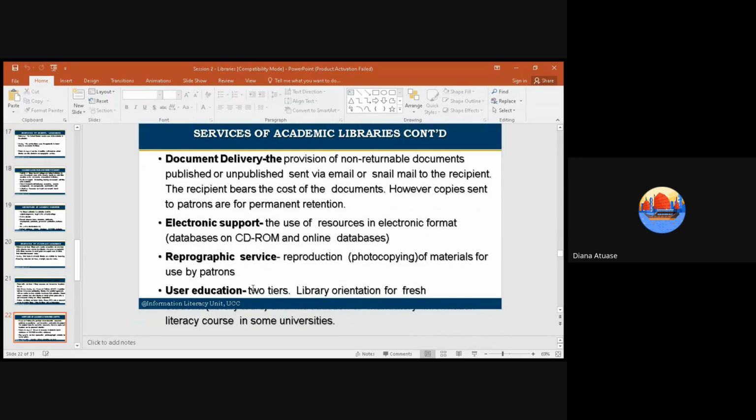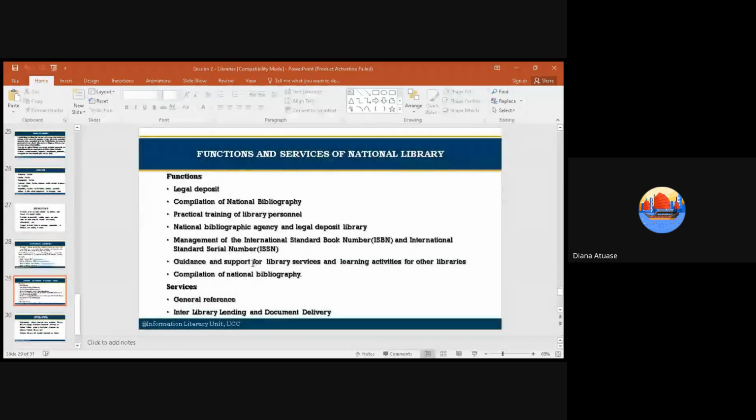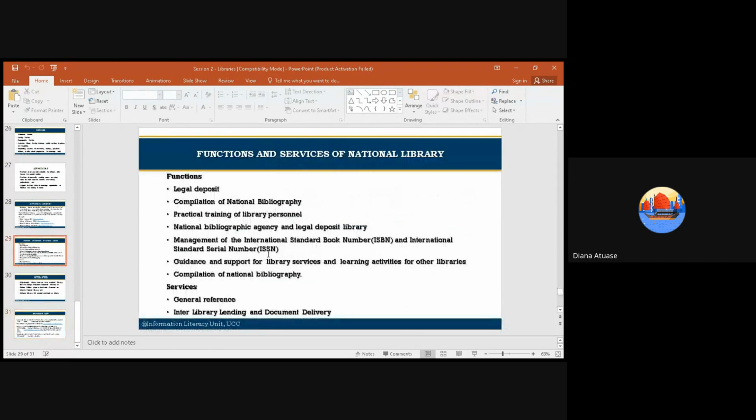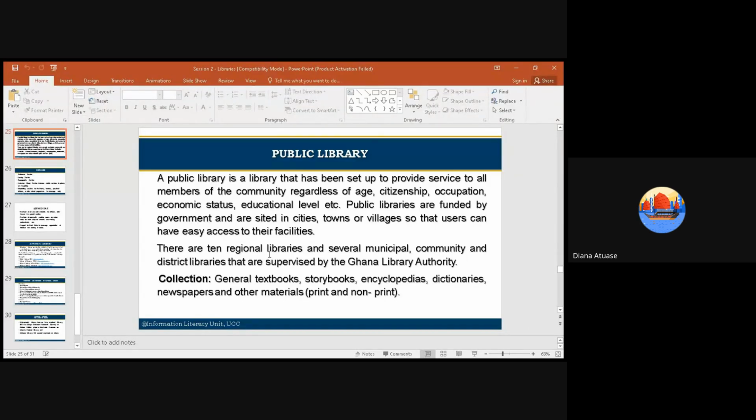So the collections of the public libraries are mainly on reference materials. If you say reference materials, you can get dictionaries, you can get books and other materials that you want. So the public library collections, you can get general textbooks, storybooks, as I mentioned, encyclopedia, dictionary, newspapers, daily newspapers. And some of the public libraries, when you go, you can get information in print and electronic format.